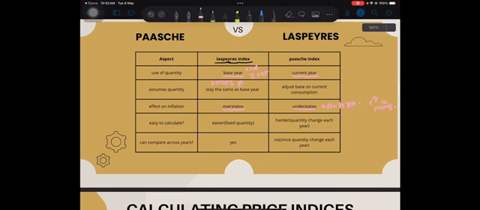To summarize, Laspeyres uses a base year and overstates inflation, while Paasche uses the current year and understates inflation. Laspeyres is easier to calculate and can compare across years, while Paasche is more accurate but harder to work with because quantity changes each year. So each has its pros and cons depending on the situation.